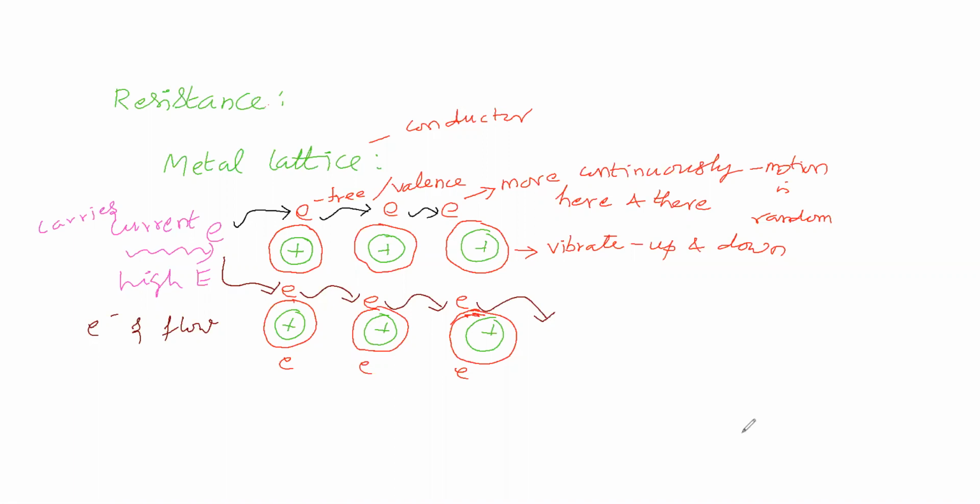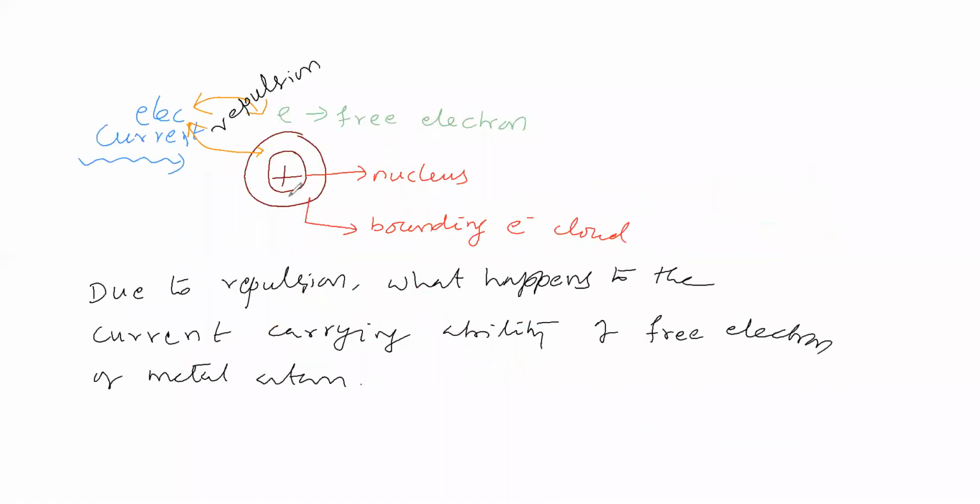Next point we will see. Now here we will consider one metal atom. In the metal atom, the nucleus is there. Around the nucleus, a bounding electron cloud is present. Around this bounding electron cloud, a free electron is present. Free electron means it can move freely from one place to another place.